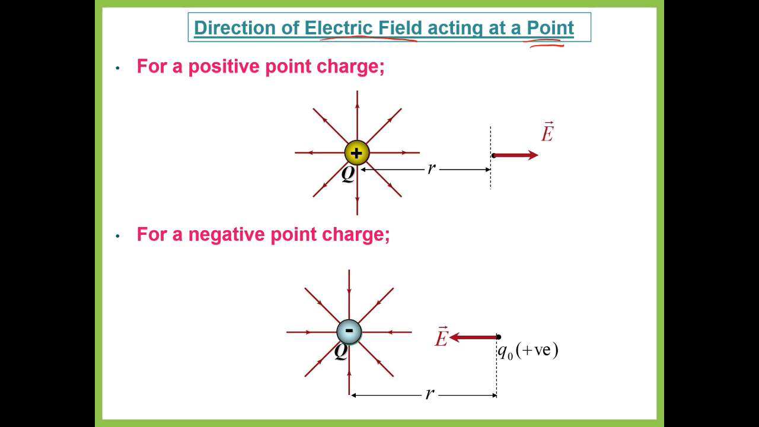So in this case, if we have a positive point charge, the direction of electric field at this point is going to be to the right. Let's say we have another point here. To draw the direction of electric field, imagine we have outward direction of electric field. So electric field at this point is going to be in this direction. For the negative point charge, as the direction of E is inward, the direction of electric field at this point is going to be to the left.